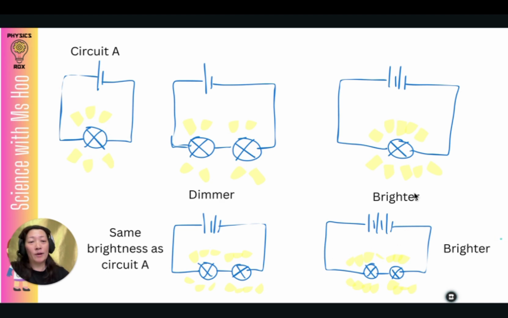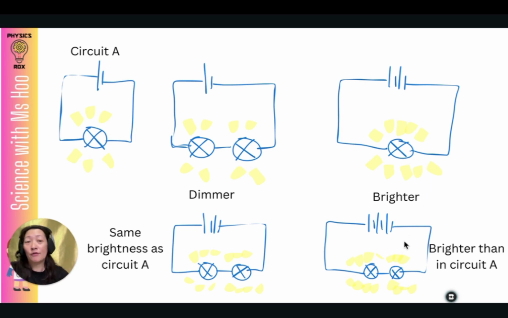It may not be as bright as this circuit, but it will still be brighter than circuit A. So in year 7, you don't need to do the calculations yet. The calculations will only be covered at a higher level and will be covered in more detail in year 10 and year 11. So for now in year 7, you just need to be able to identify what happens to the lamp. Is it going to be same brightness, dimmer, or brighter?